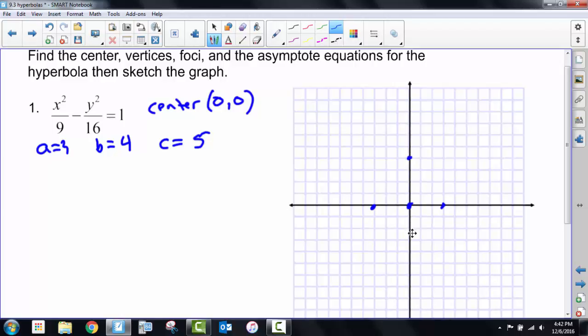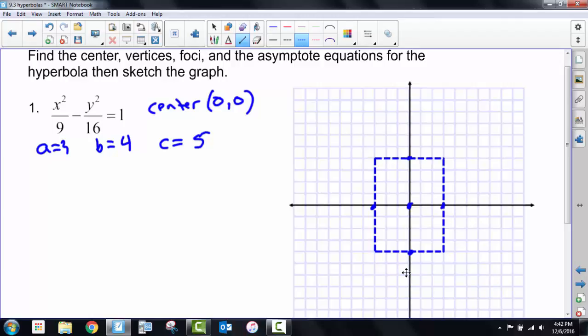By the same token, I see that the B value of 4 is connected to the vertical variable y, so therefore I'm going to mark a point up 4 and down 4 from my center. Now here's something we do that is a little goofy, but it really helps us with our sketches. We draw a rectangle. Again, this rectangle is not actually part of the graph, it's just a guide. That's why I'm drawing it dashed and why you should do the same thing. But it's very, very helpful.